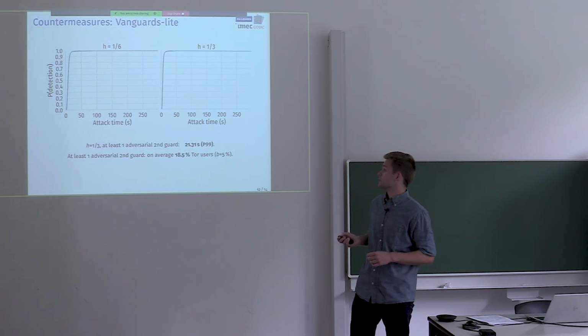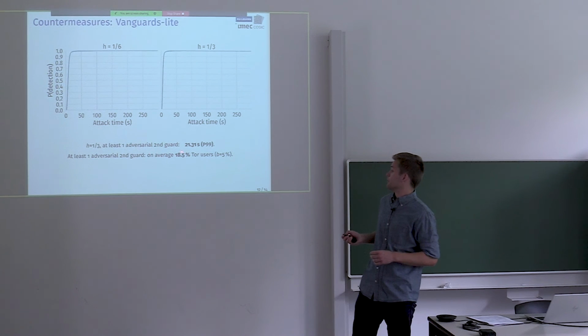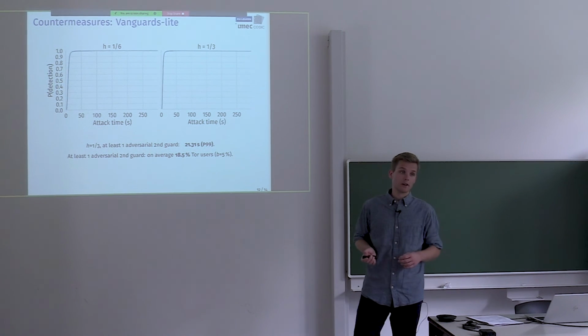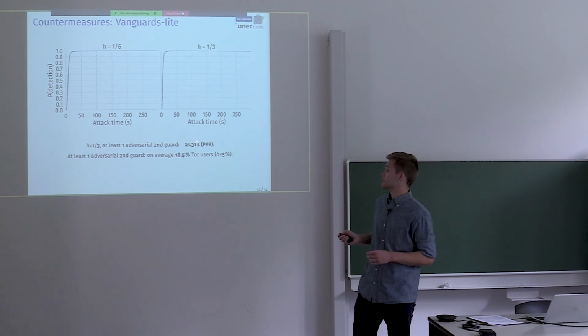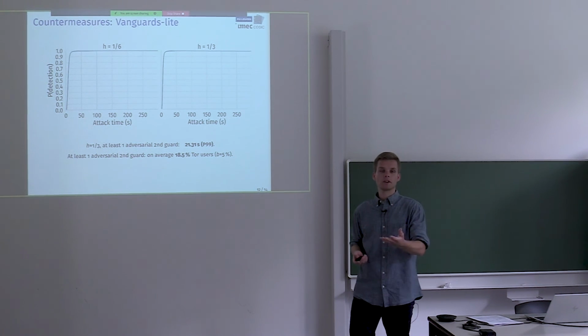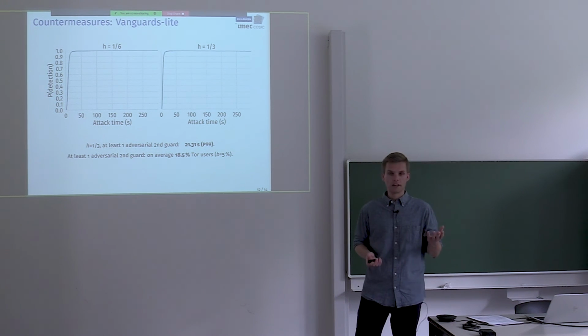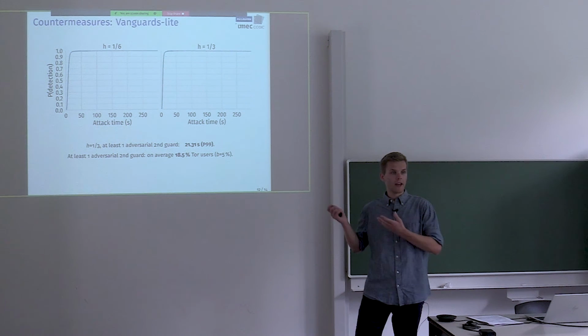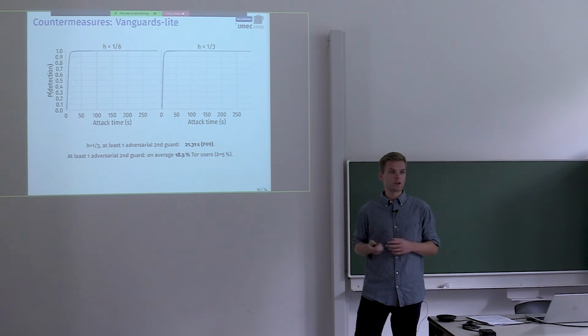So we see here that the 99th percentile of the victims is reached after just 21.31 seconds. So in case you have an adversarial relay, our attack is very quick against you. But again, the 81.5% on average of Tor users that don't have such a relay, they are fine.